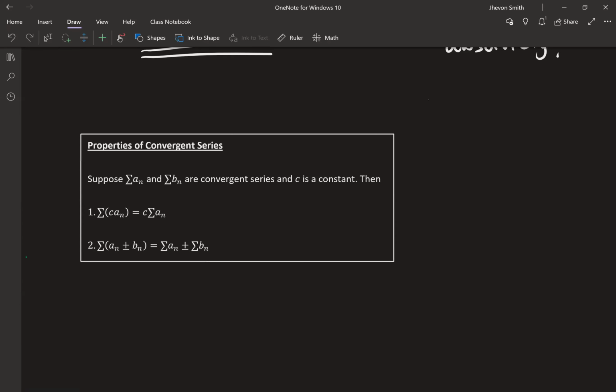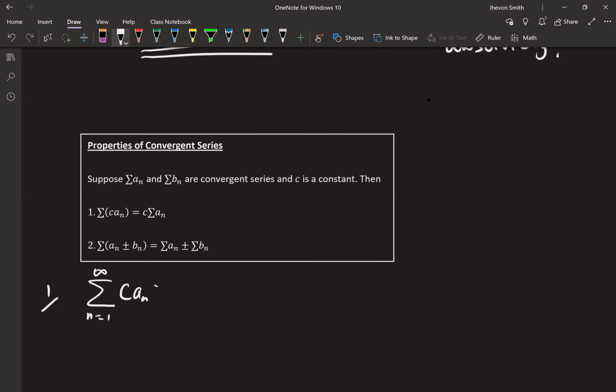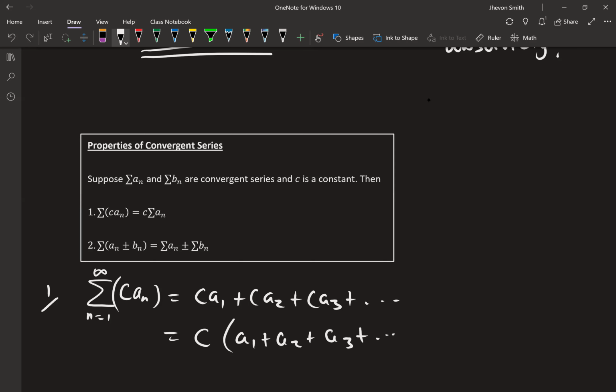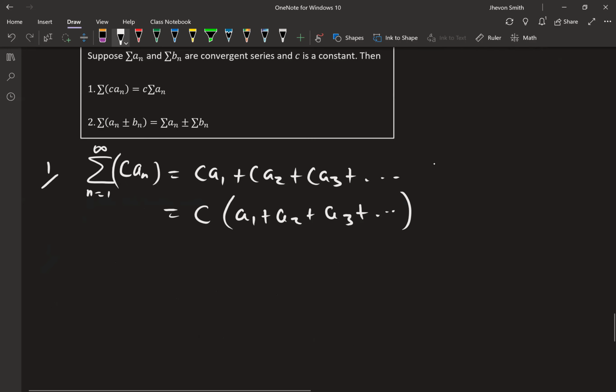For example, if I have the series, n goes from 1 to infinity of c times a_n, well, that just means c a_1 plus c a_2 plus c a_3 plus going on forever. But c is a common term that I can factor out. And so what's left is just the series of a_n. So you can factor constants in and out of series, and that's going to be useful in several contexts.